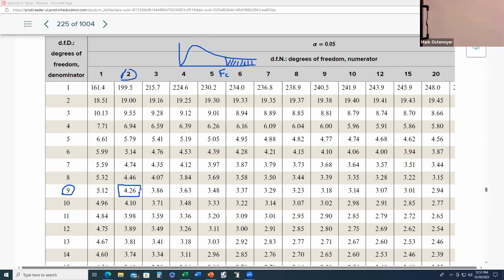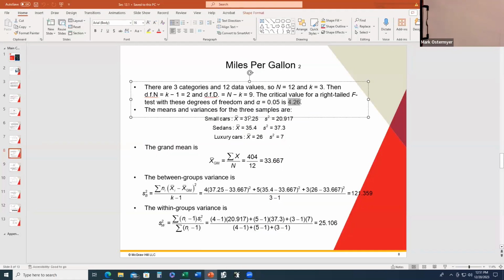Any questions how we found that value from our F table? Make sure you go to the table that has the correct level of significance that you're testing your hypotheses at. And then you need to know the number of denominator degrees of freedom and the number of numerator degrees of freedom to ultimately find your critical F value. So 4.26 is the critical F value at 5%.